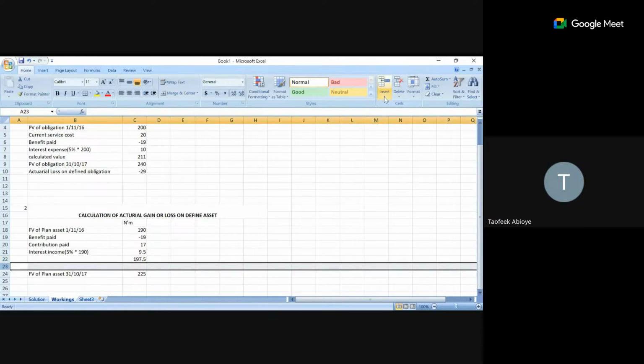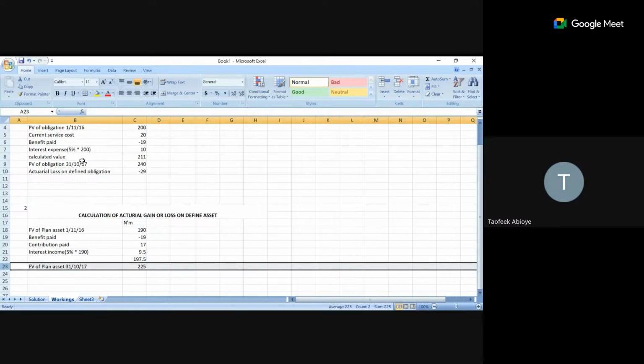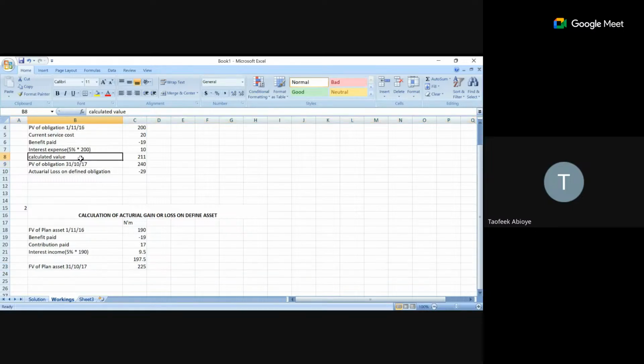This is asset. Let's determine whether it is a loss or gain. So this calculated value, let's copy here and paste here. Now the fair value, the person told us. My lecturer told me there is a way to make life easy for yourself, but me, I just want us to understand.